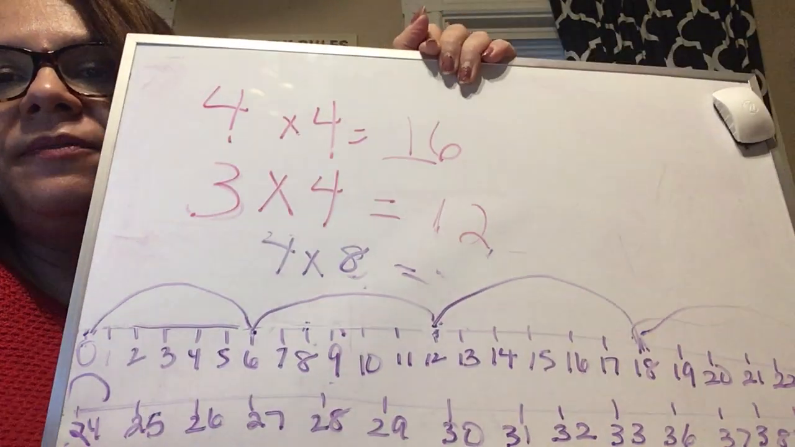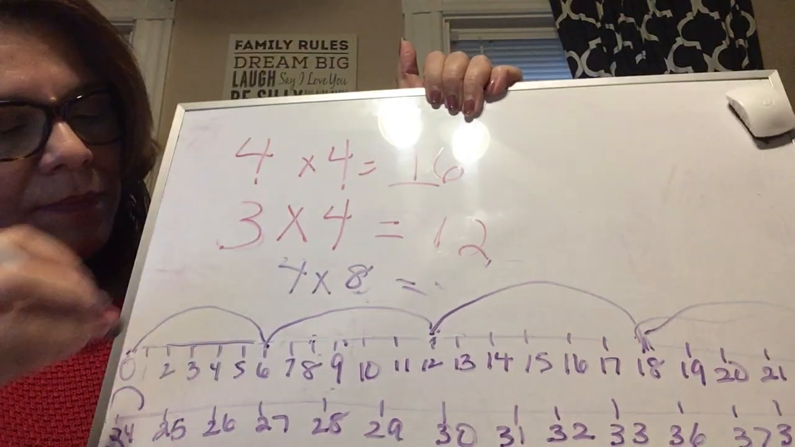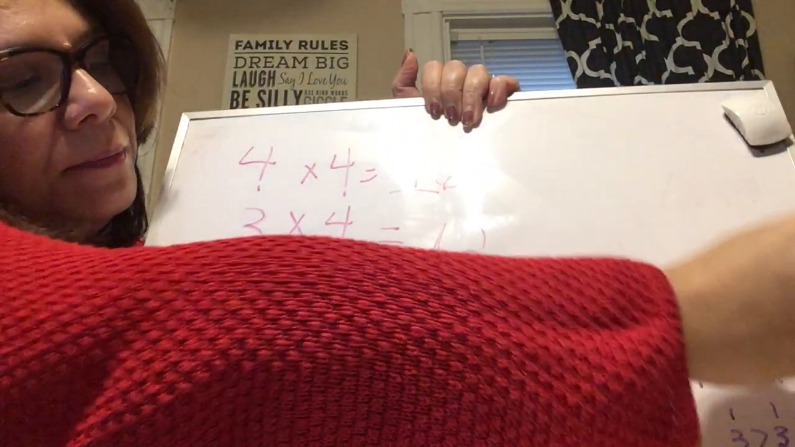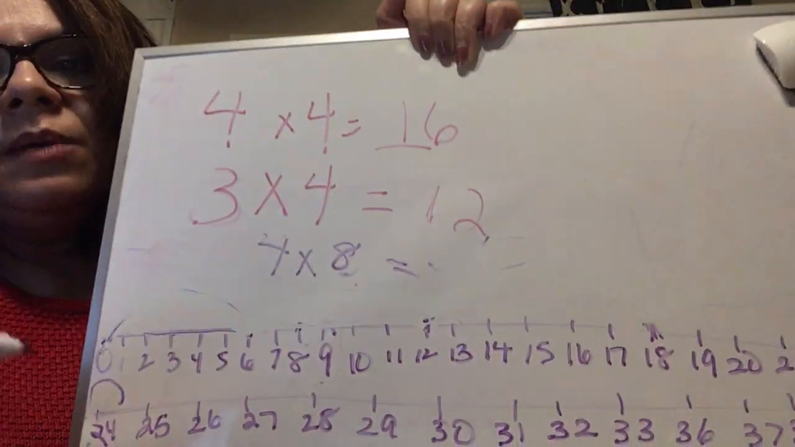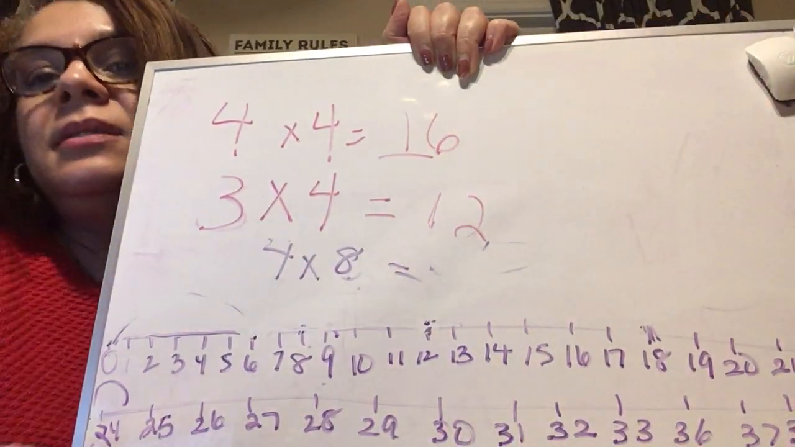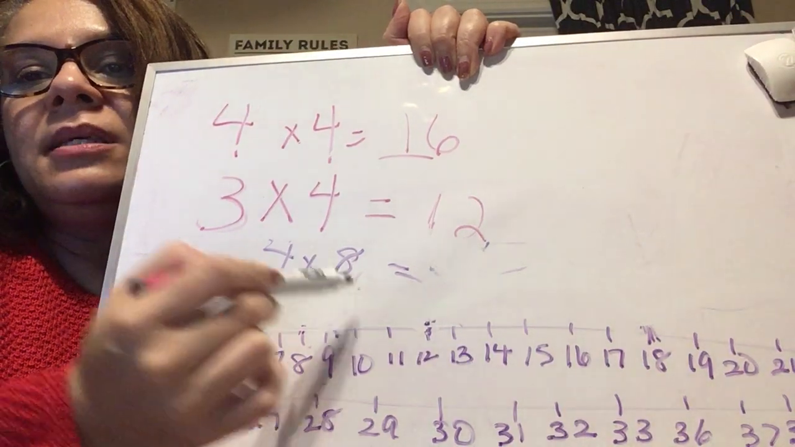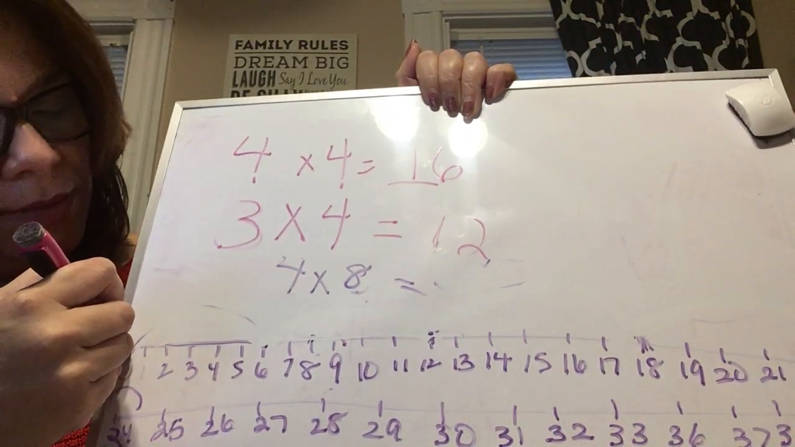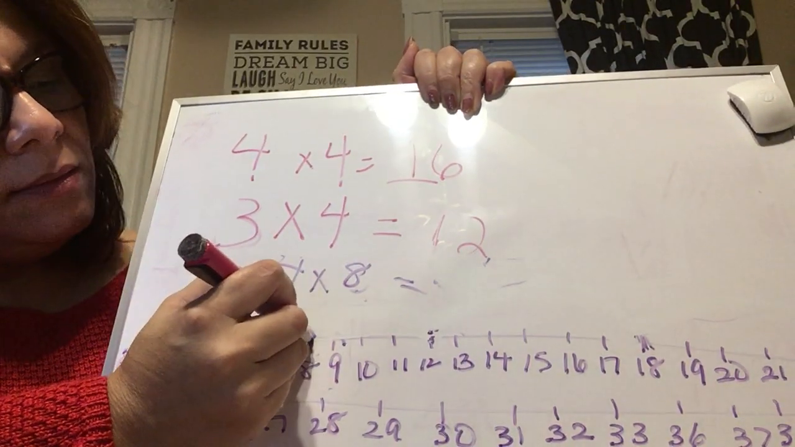4 hops of 8. Let me get rid of these lines here. So that means that we're going to jump how many spaces? 8 spaces. How many times? 4 times. So again, we're going to hop over to 8.